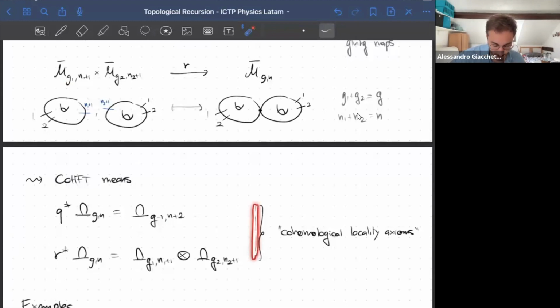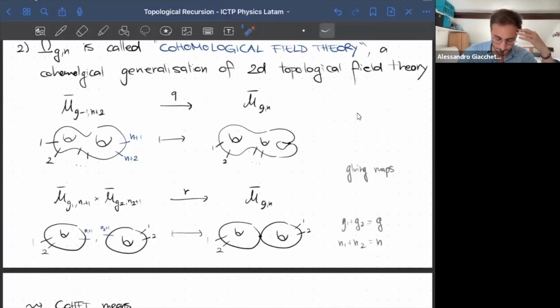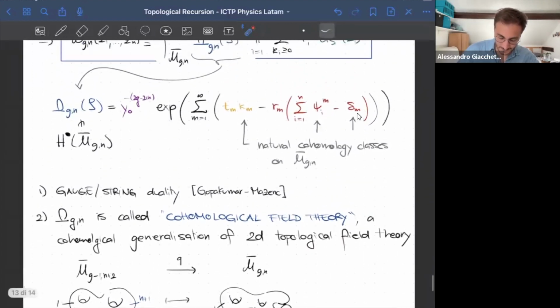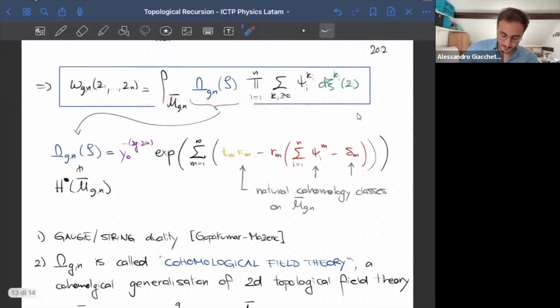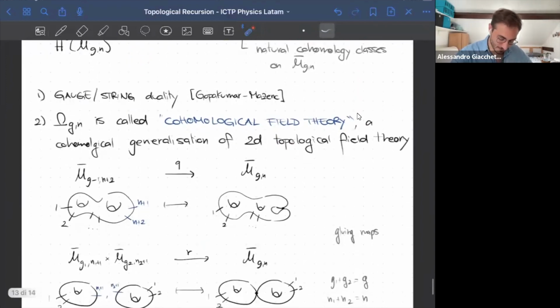And these two properties here, you can think of them essentially as a cohomological version of the locality axiom in the context of topological field theory. And one more reason to believe in this theorem is that, if these cohomology classes satisfy these properties, then the indices here are exactly the ones appearing in the topological recursion formula.